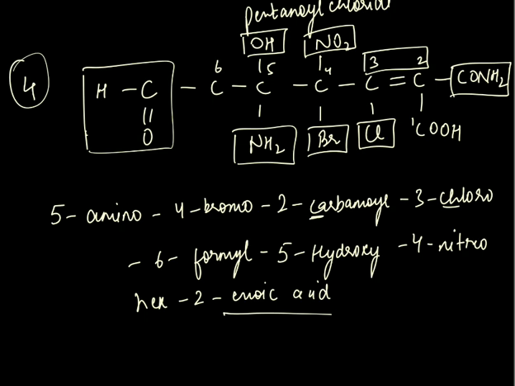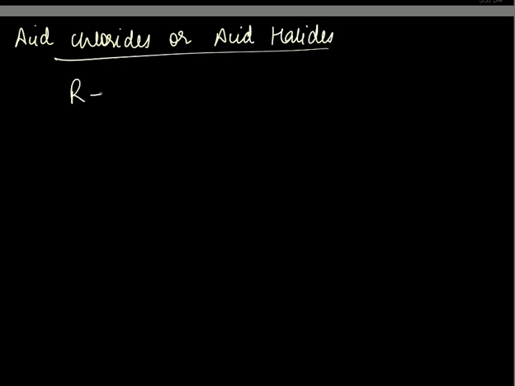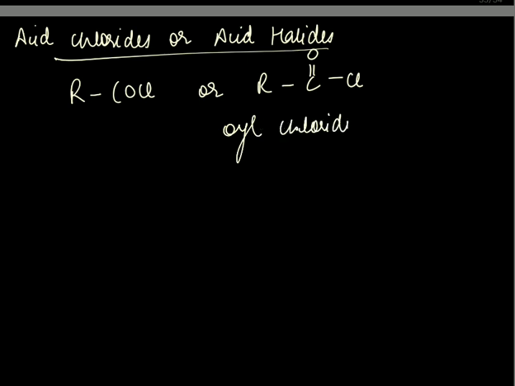Now let's take a break from these. We can do some other type of questions. Let's talk about acid chlorides, or acid halides. So RCOCl. You can open this. This is also having a carbonyl group. So the suffix that we use is oyl chloride.